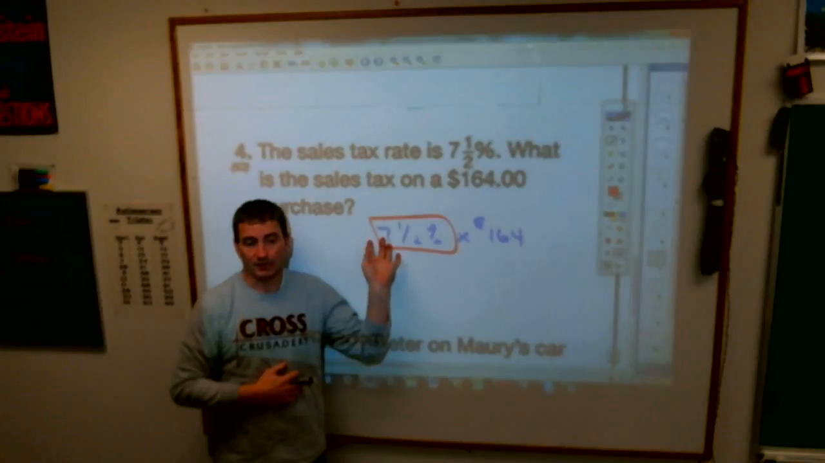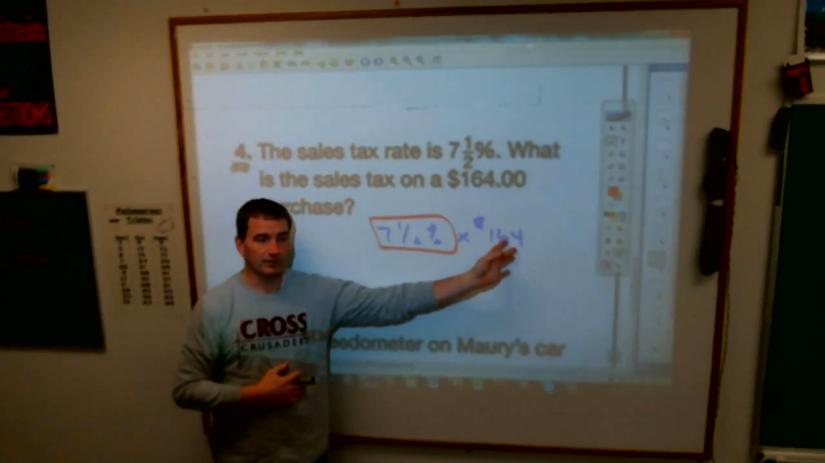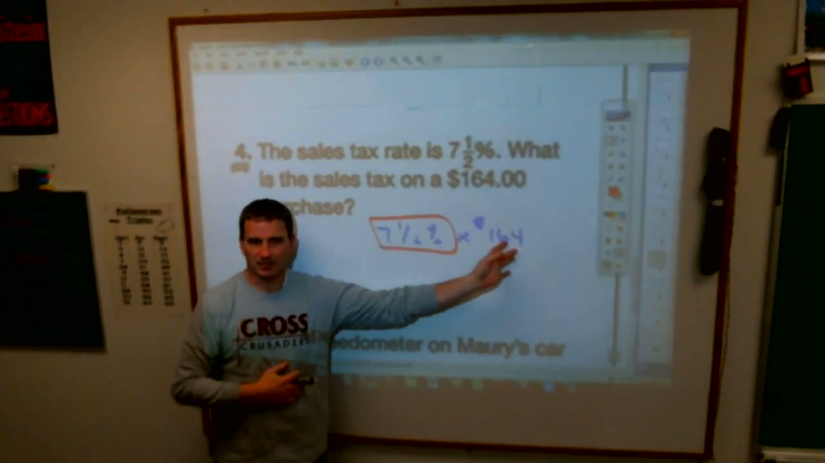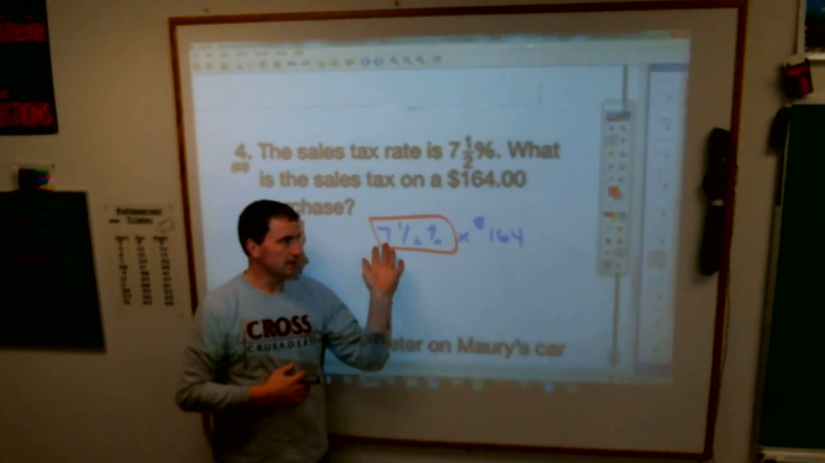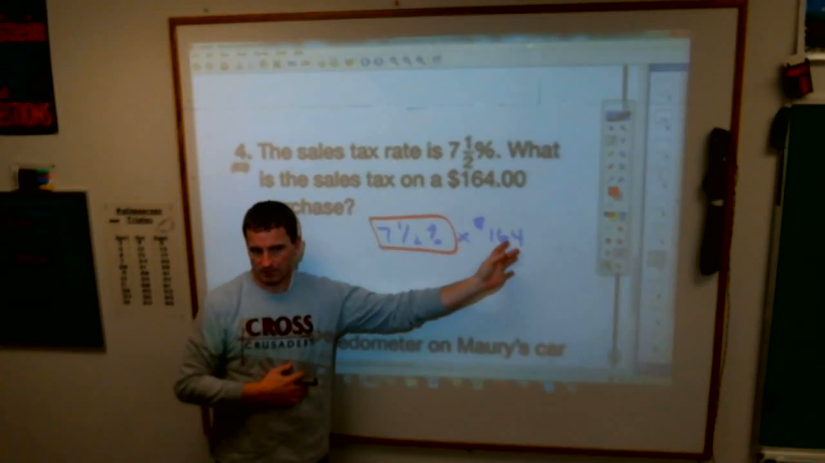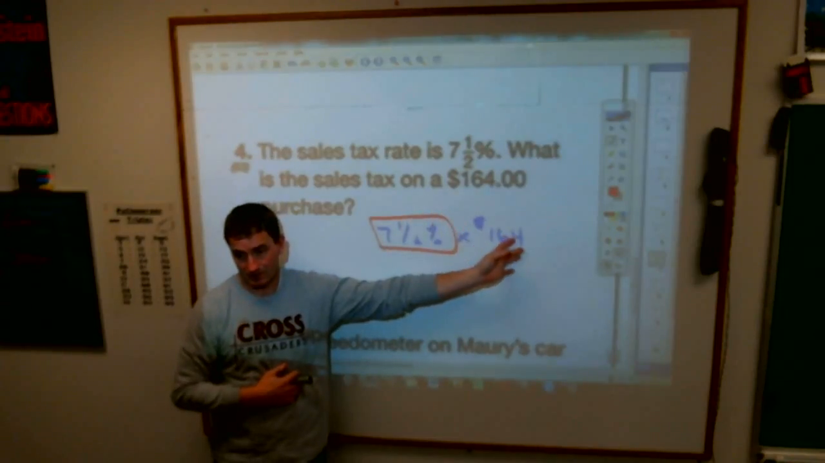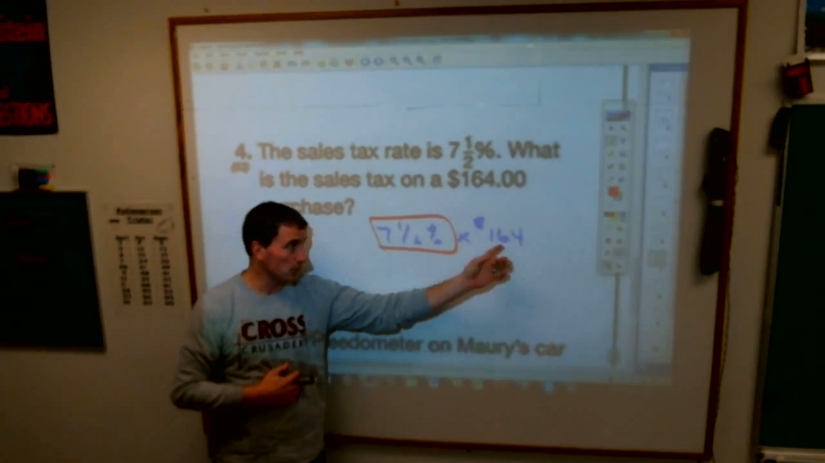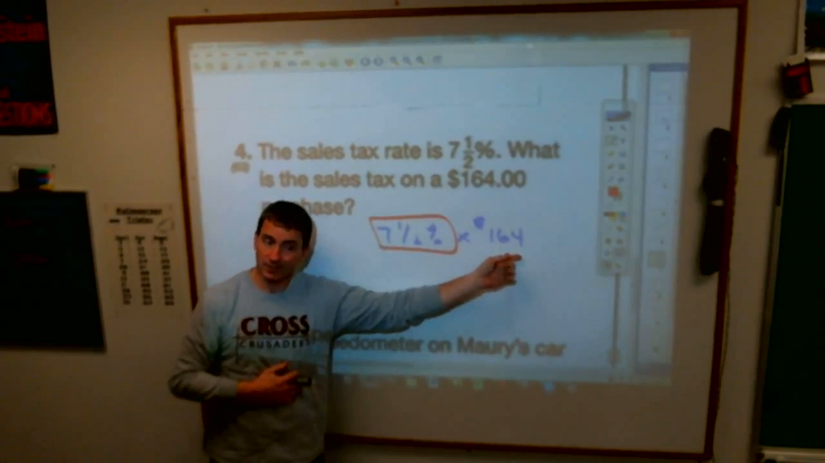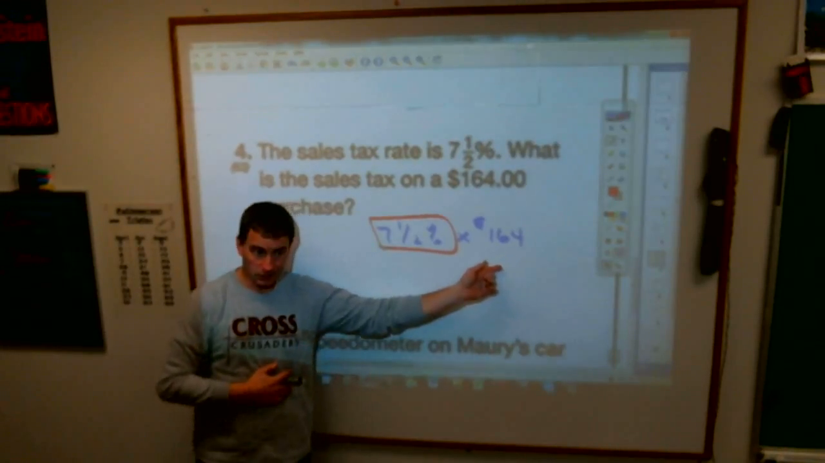7% means 7 out of 100. So tax on $100 at 7% would be $7. Okay, this is less than $200, so it's gotta be less than what? $7 tax on $100, how much tax would there be on $200? $14. So you know it's gotta be more than 7, less than 14.